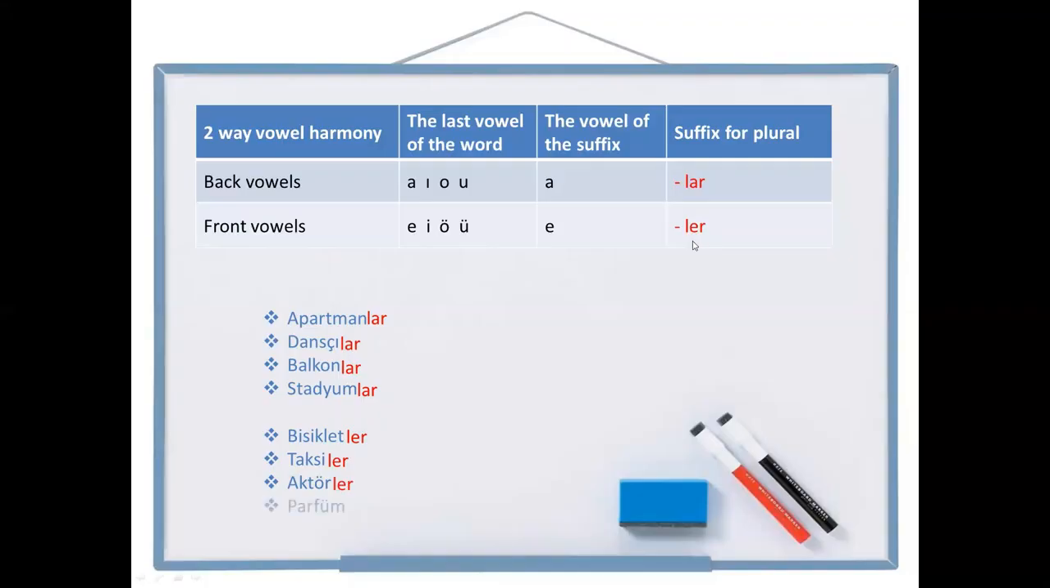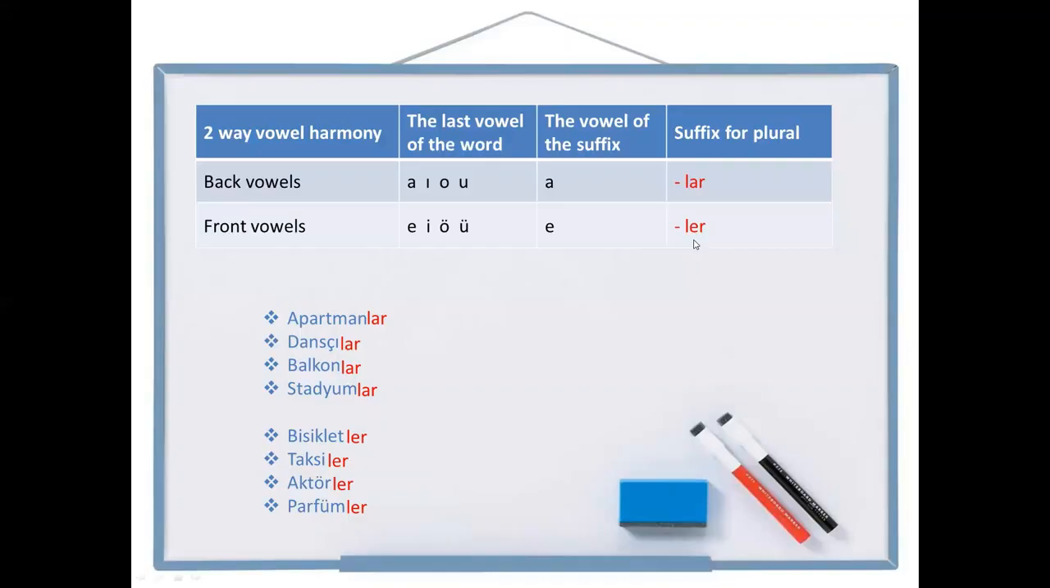And the last example is parfüm. To make it plural, I take a look at the last vowel, which is ü, and it's a front vowel, so the suffix should be ler. Parfümler. As you see, back vowels continue with a specific back vowel, which is a, and front vowels continue with a specific front vowel, e.